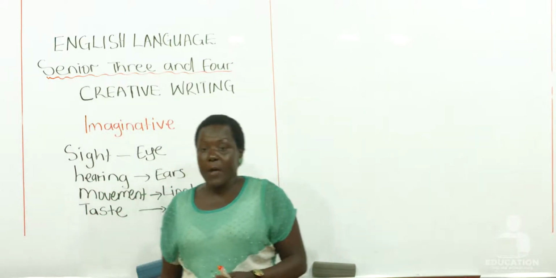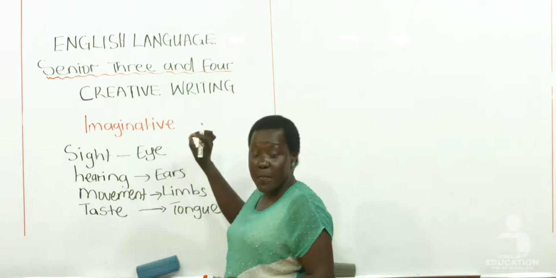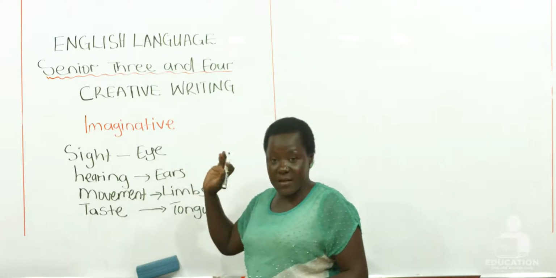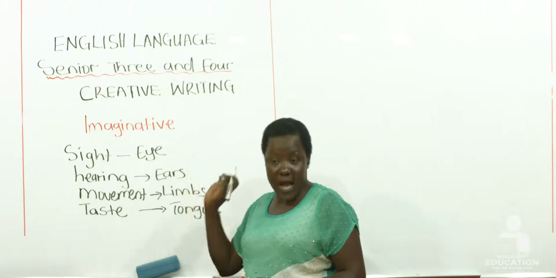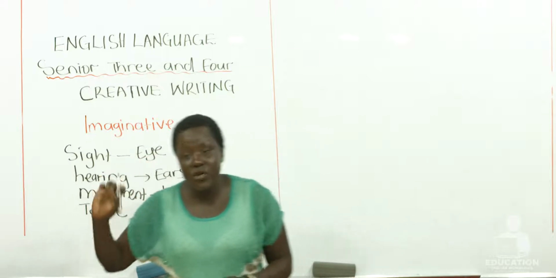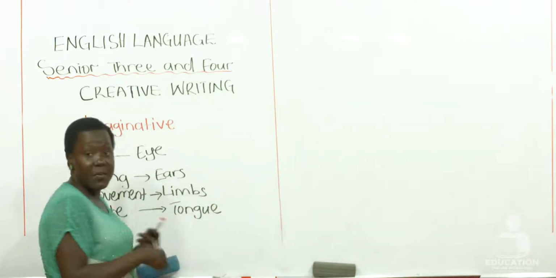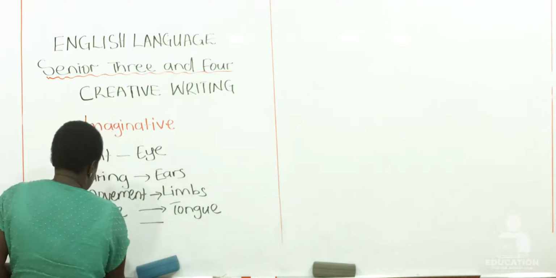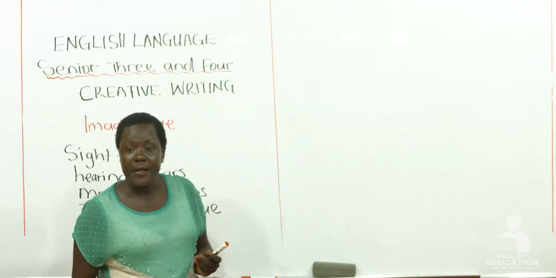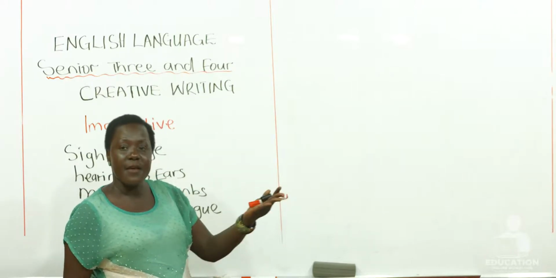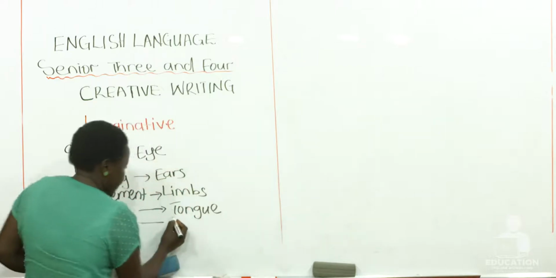We did not stop there. I want to show you so that next time you don't suffer when you are writing imaginative composition. Our skin is another organ which will help us to write the composition very well, this type of composition especially. The skin produces the sense called touch. So you write here touch. Some people call it tactile. So this touch is for the skin.